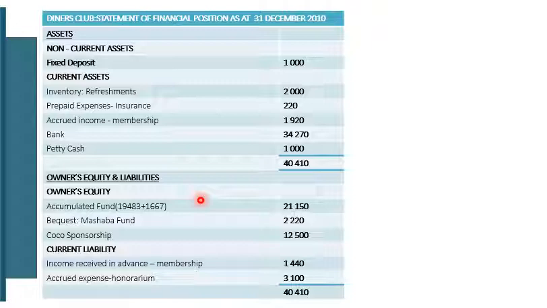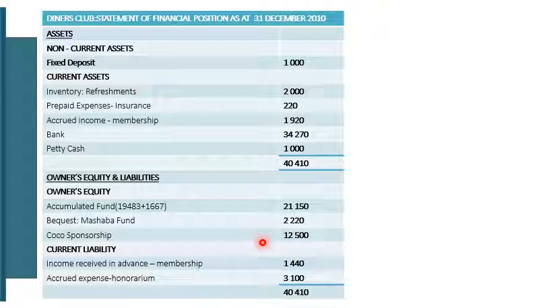Accumulated fund, which is calculated as your surpluses or losses, adding any item that was capitalized. We had entrance fee that had to be capitalized, therefore entrance fee has been added to the surpluses that were calculated from the income and expenditure statement, giving us a total of 21,150. The bequest, no transaction affected the bequest during the year. The amount remained the same. Co-sponsorship is shown from the statement of receipts and payment.